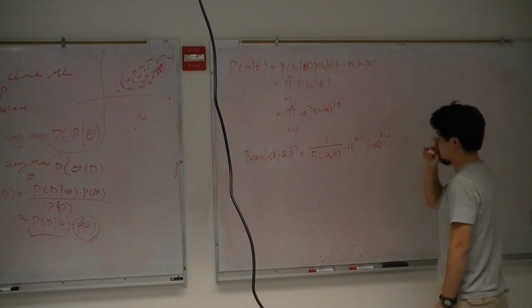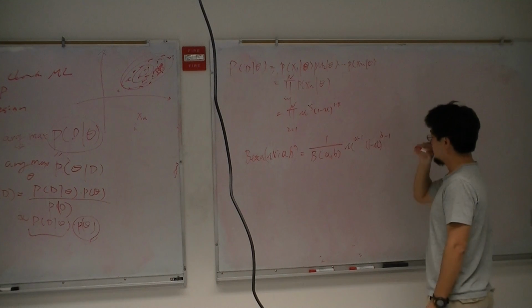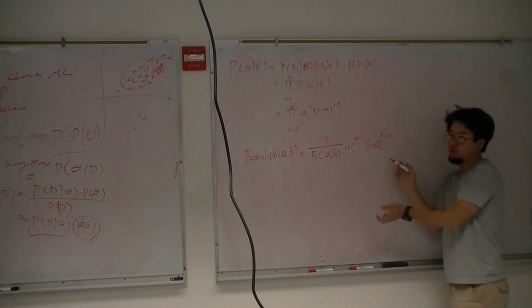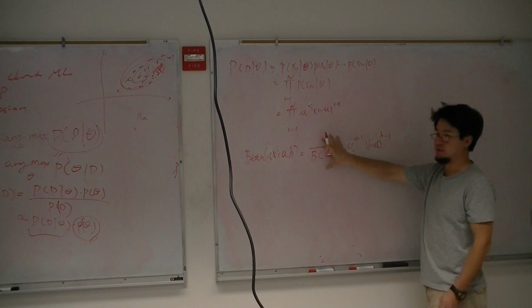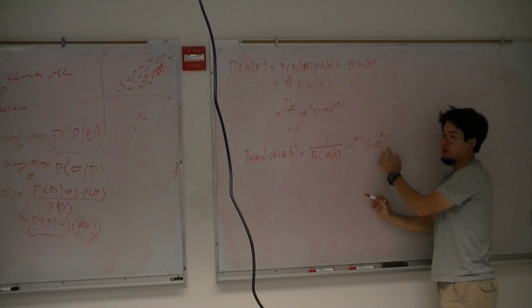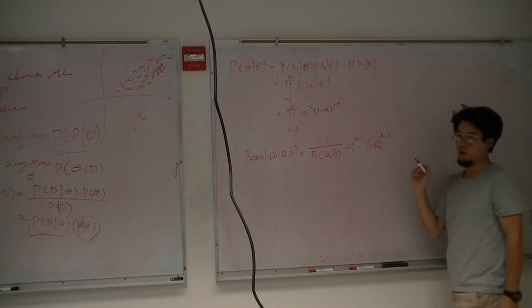Yeah, that's a good question. We can start by plugging in some values of A and B. If we plug in 1 and 1, it's going to be only this term, because this term becomes 0 and this becomes 1, in the case where A and B are both equal to 1.